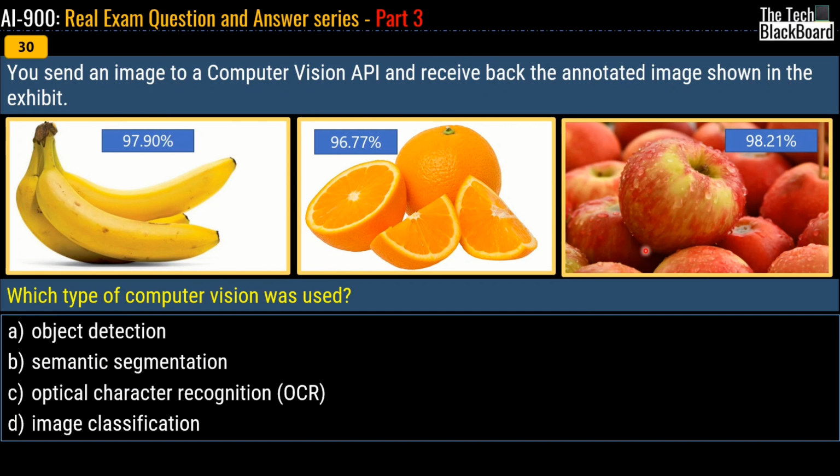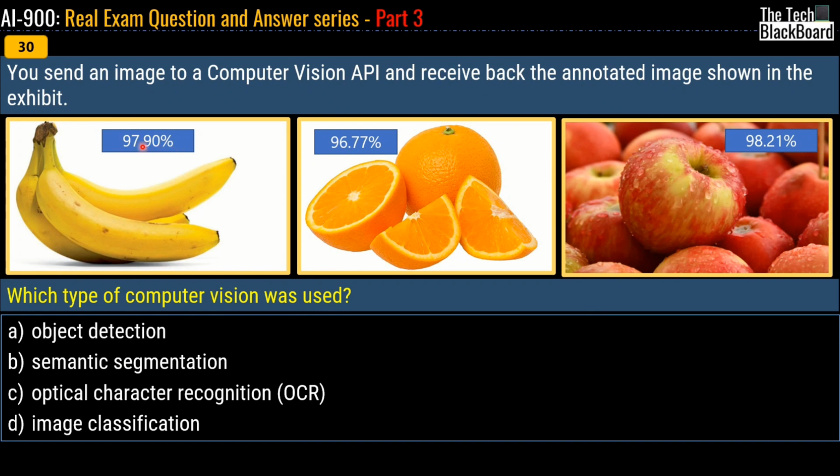So question number 30 will be the last question for part 3 of our AI-900 real exam question and answer series. So let's read the question. The question says that you send an image to computer vision API and receive back an annotated image shown in the following exhibit. And here you can see we have images of banana, we have oranges, and we have apple. And besides the image, you can also see the probability score for each image.